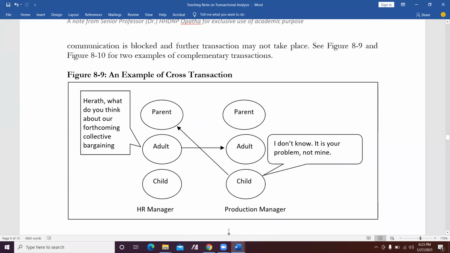Go to this one, figure 8.9. That gives an example of cross-transaction, which please try to understand.